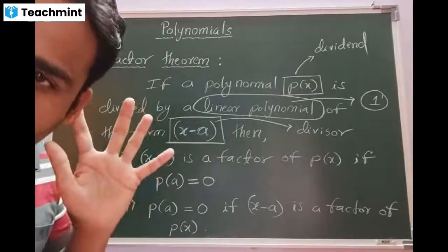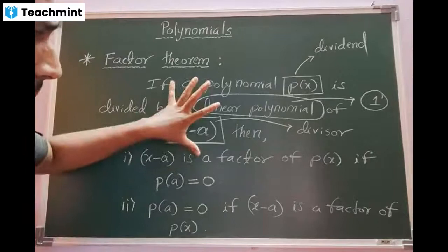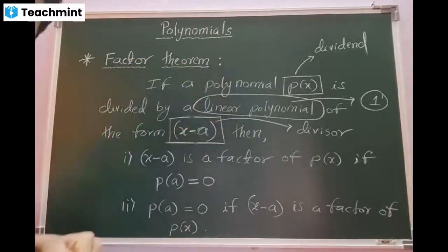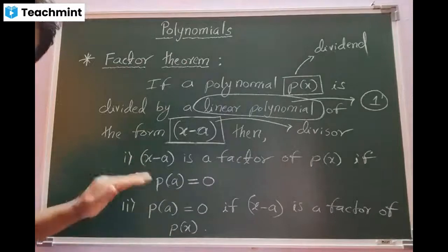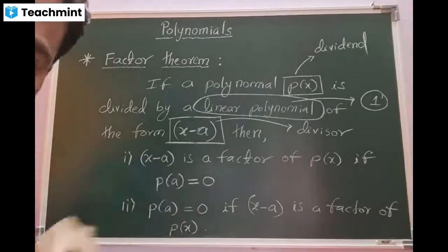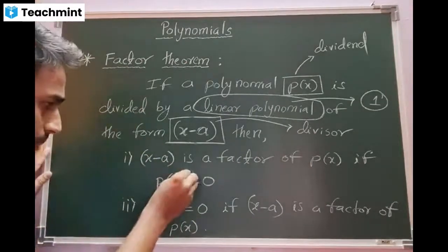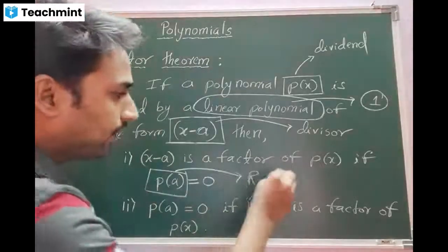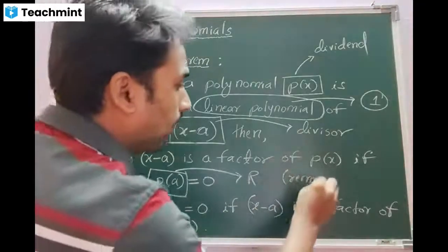Yes, sir. I hope there is no doubt at all in this part. You understood the main part of the statement. These two conditions, still there is a bit of confusion. Let me clear it out. Beta, this p of a is nothing but the remainder according to the remainder theorem. Am I right, beta?